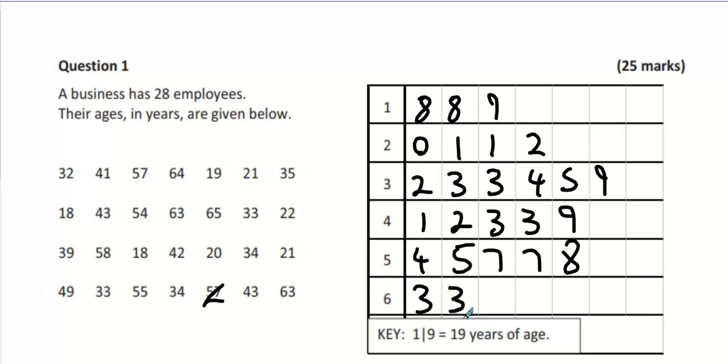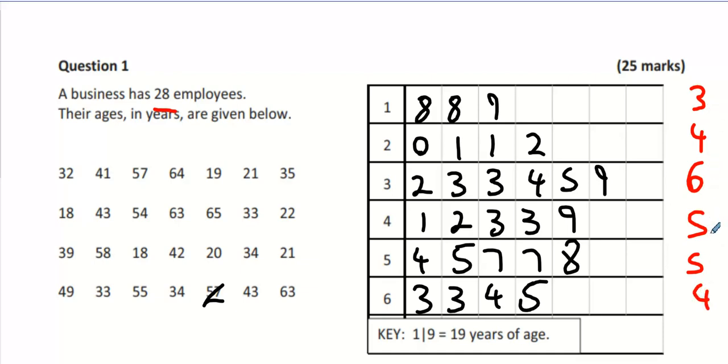3, 3, 4, 5. Now, lads, you want to know a really quick way of checking? A really quick way is to add them all up and make sure you get 28. That means more than likely you haven't missed any. So 3 in the first batch, 4 in the second batch, 6 in the third batch, 5 in the fourth batch, another 5, and another 4.